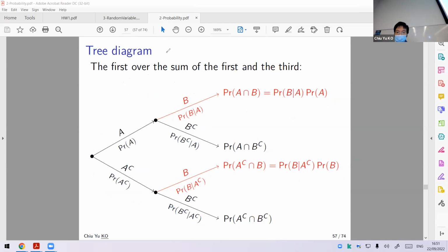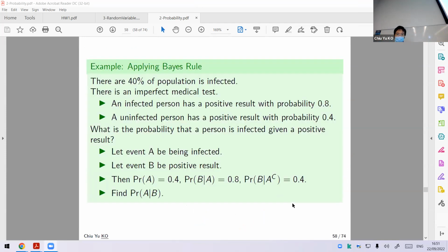Okay, so that's why this over the sum of these two, and the sum of these two is actually probability B. Okay. So let's go through this question again, because I think this is super important. So I want you to make sure that there's no confusion.